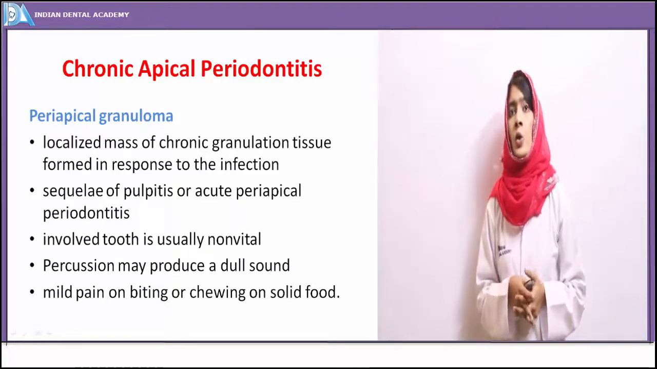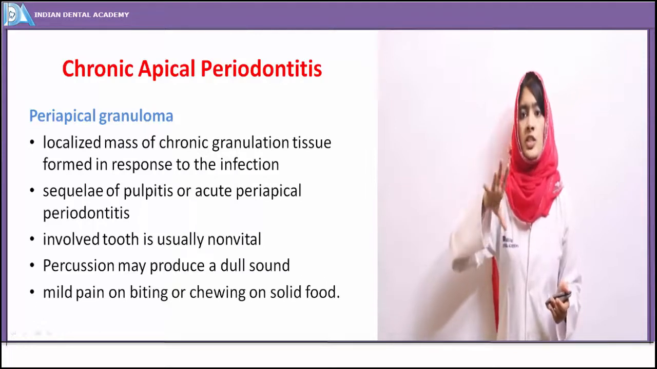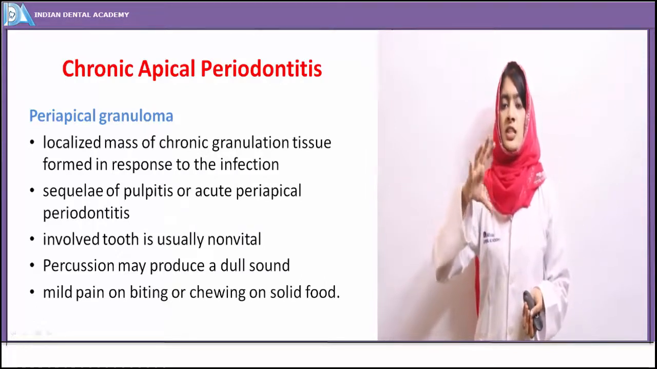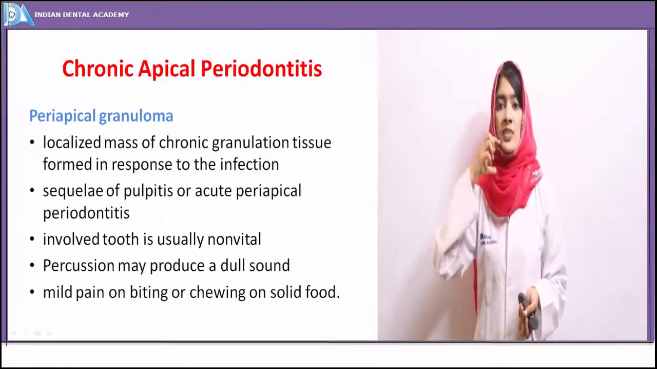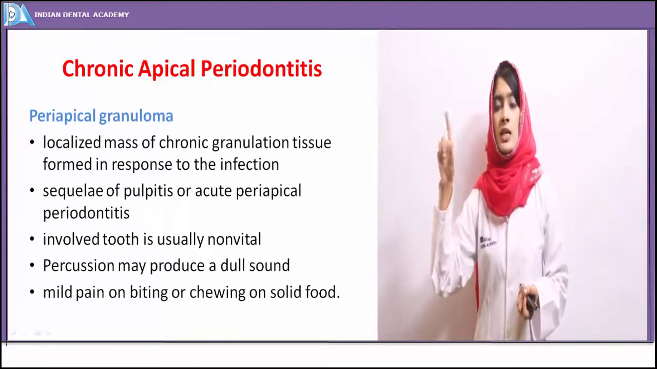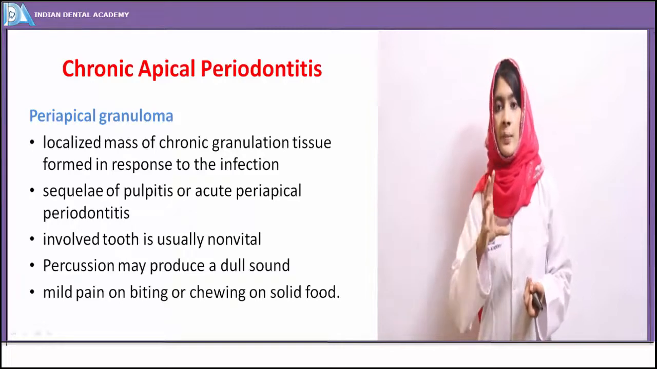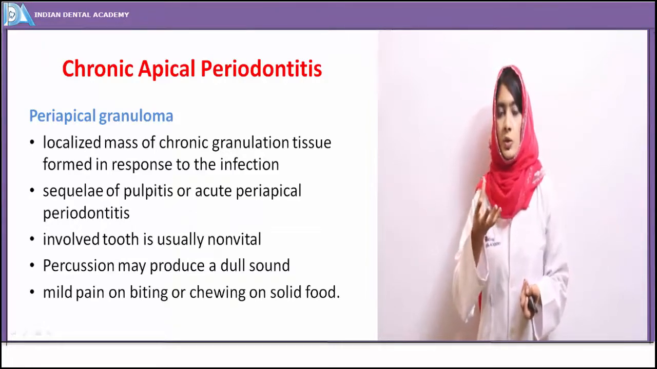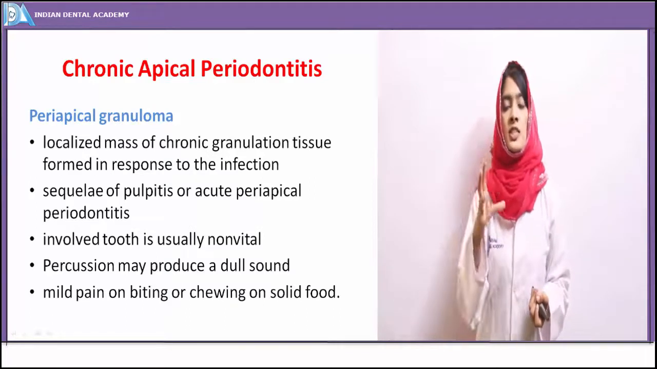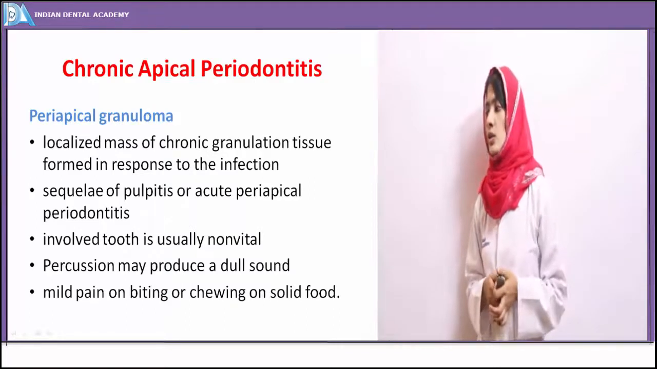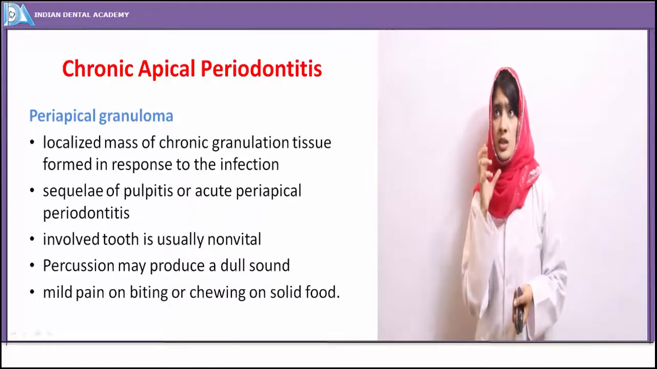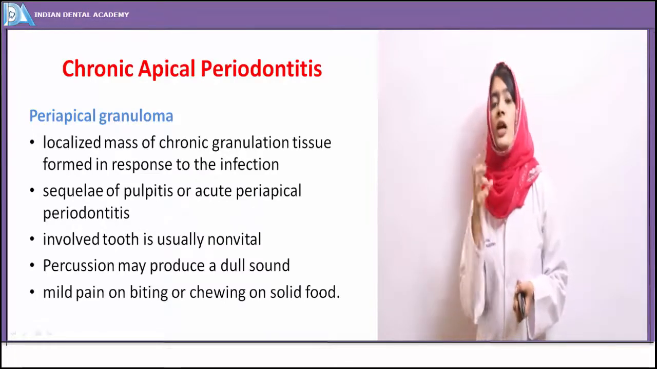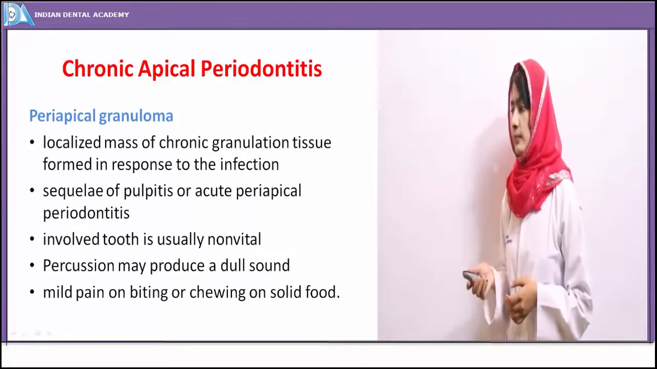The only thing is, when you percuss the tooth, instead of pain, normally you see a sharp sound because of the alveolar bone present. But here, in the case of periapical granuloma, it is nothing but soft tissue, granulation tissue, involving the root apex. So when you percuss the tooth, a dull sound is produced. Only when the individual is biting on hard food does he seem to feel pain.